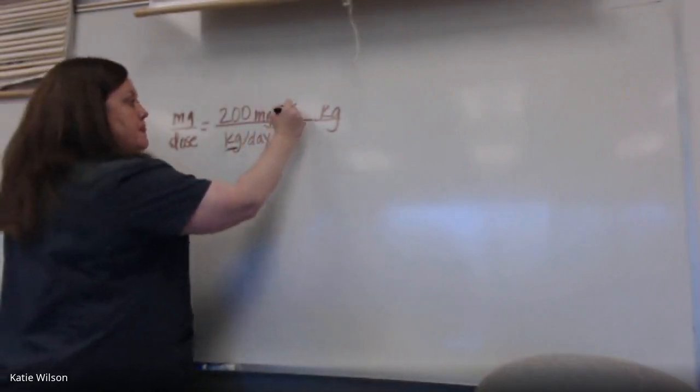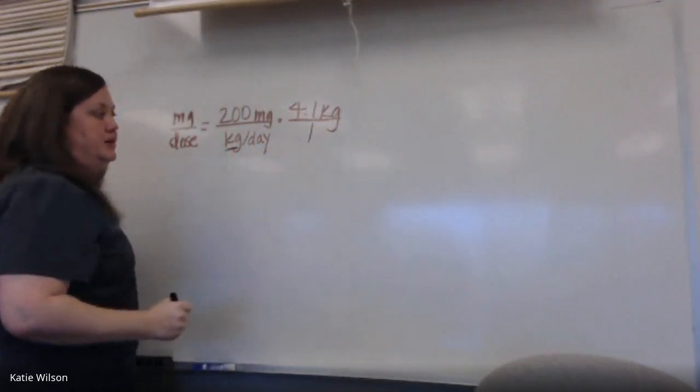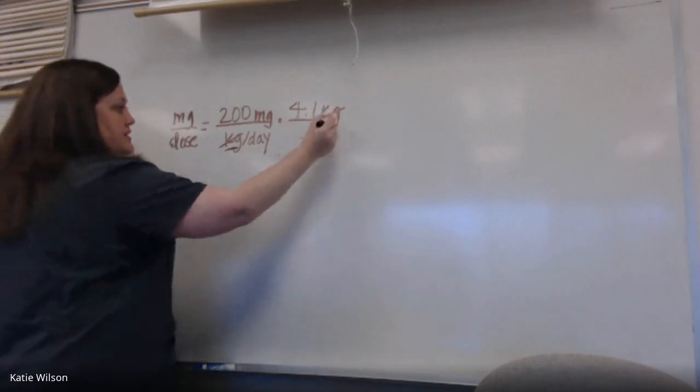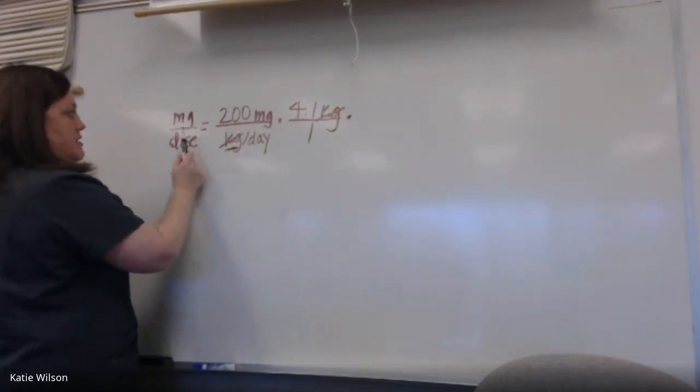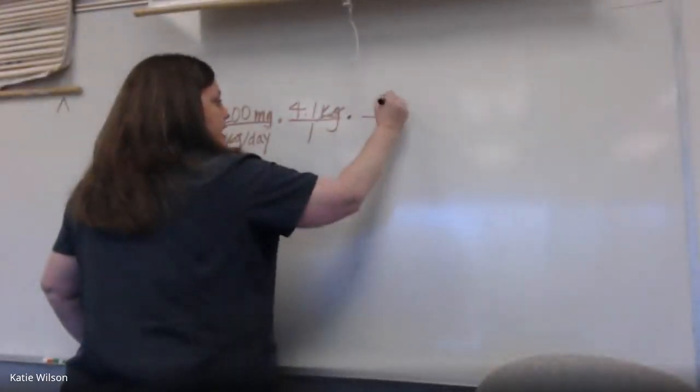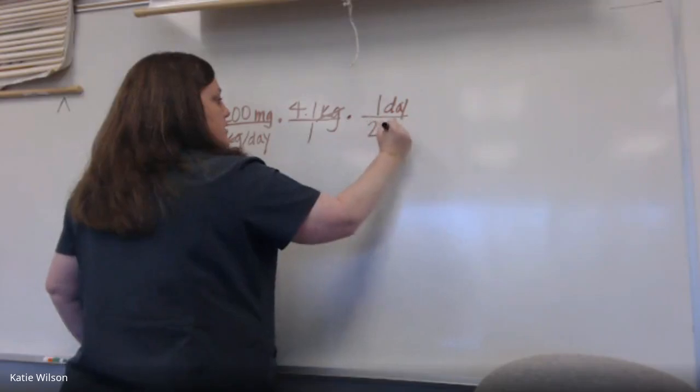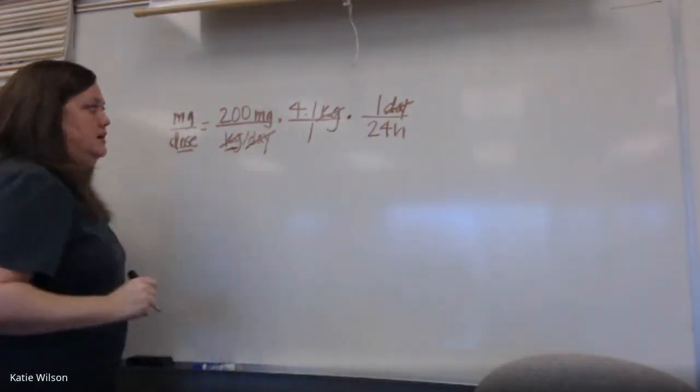4.1. And I'm going to put it over 1 as a placeholder, so that cancels out my kilograms. I've got milligrams on top, days on bottom, but I want dose on the bottom. So what in my problem do I need to do to remedy that? You need to put 24 hours in a day. Okay, 1 day, 24 hours. So I've got milligrams on top, hours on bottom.